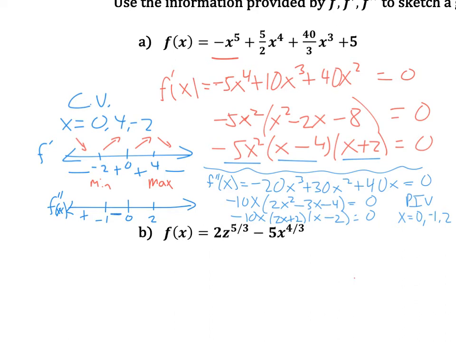If we plug in a +1, let's go +1 here. That's going to give us a negative, positive, and a negative. And that's going to be a positive, which means concave up. And then we're going to plug in like a 3. 3 gives us a negative, positive, positive. So that's going to be a negative, concave down.